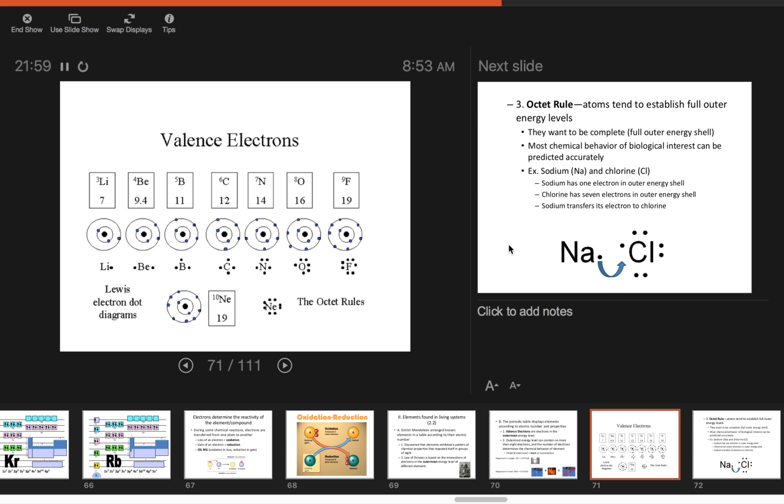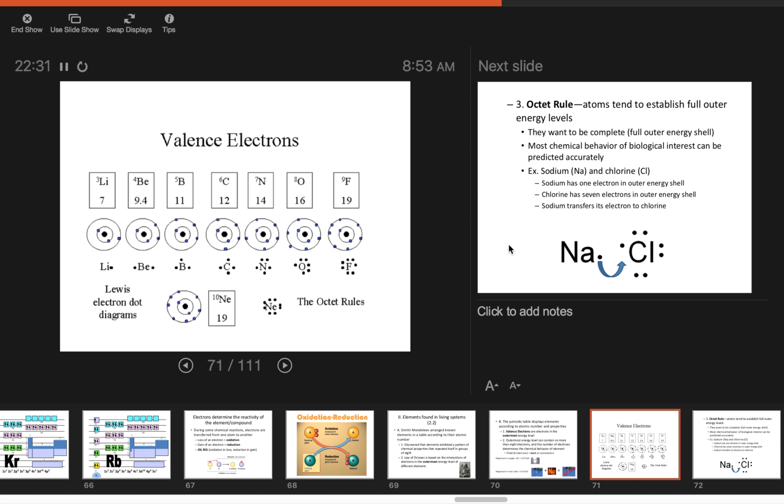So I know you've seen this already. These diagrams just show the number of valence electrons. So lithium, which is in column 1, has 1 valence electron. Beryllium, which is found in column 2, has 2 valence electrons. Skip the transition metals. Boron, that column has 3. Carbon has 4. Nitrogen has 5. Oxygen has 6. Fluorine has 7. And then you get your noble gas with a filled energy level, inert.